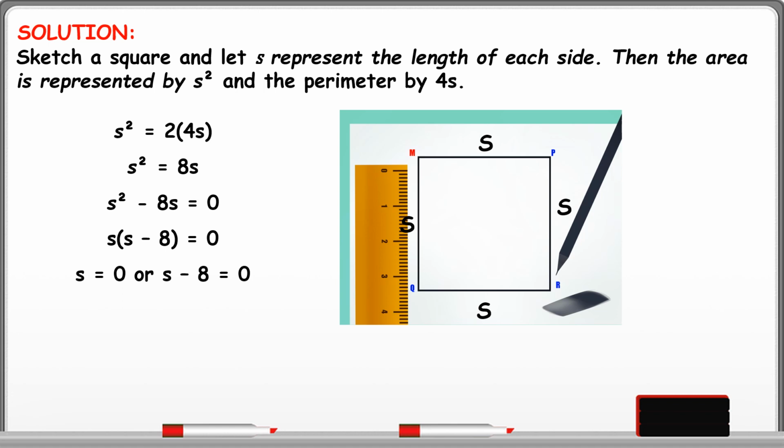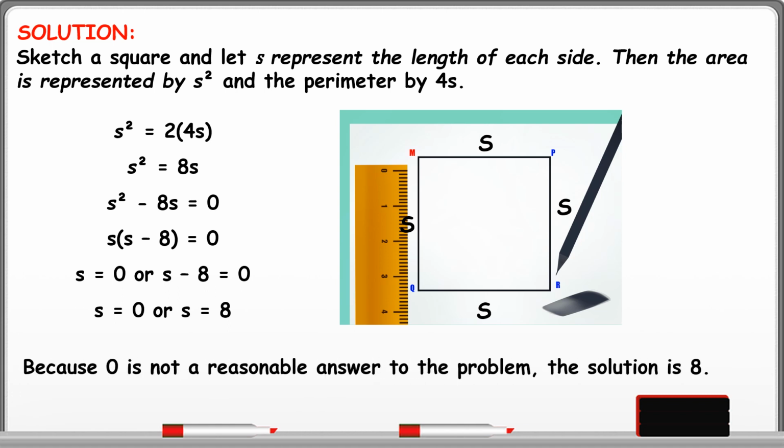This S comes from the first factor, equal to 0. This S minus 8, we also equate to 0. You can say that S is equal to 0 or S is equal to 8. Because 0 is not a reasonable answer to the problem, the solution is 8. That means the length of each side is 8. Okay?